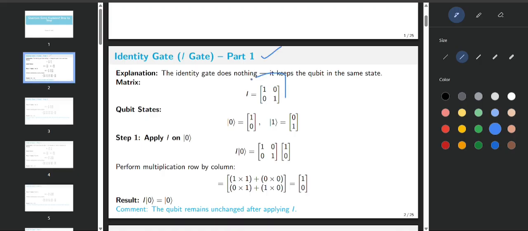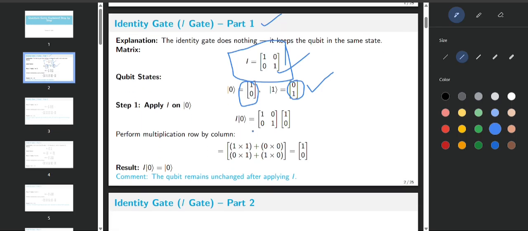So moving on to the first gate, that is nothing but the identity gate. The matrix representation of the identity gate is I equal to [1 0; 0 1]. These are nothing but the column vectors ket 0 and ket 1. The column vector of ket 0 is [1 0], whereas the column vector of ket 1 is [0 1]. That you need to remember.